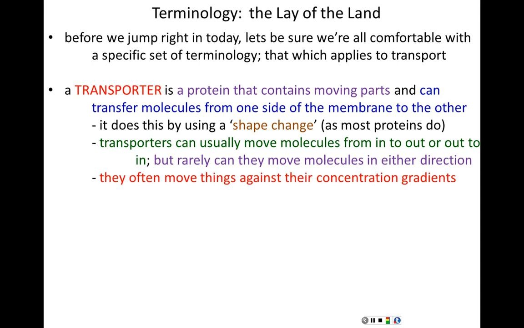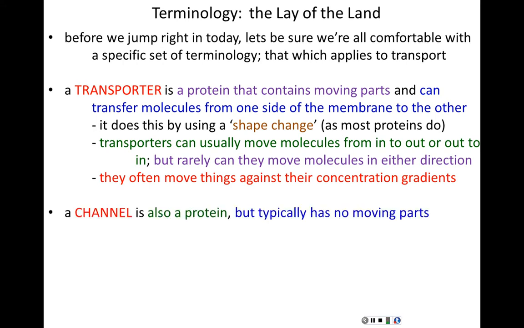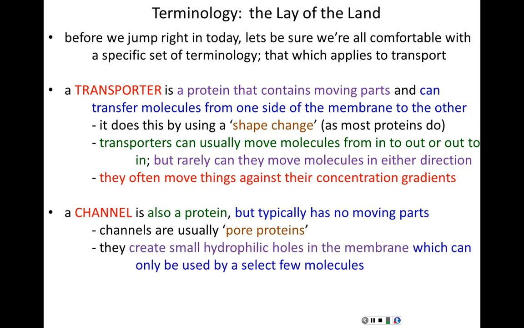The other thing transporter proteins can do is that they can oftentimes move molecules against their concentration gradients. We're going to talk quite a bit more about that as we get deeper on into the lecture. This is contrasted to another family of proteins called channel proteins. Channel proteins are also doorways in the membrane, but they typically have no moving parts whatsoever. They're often referred to as pore proteins. You can think of a pore as just a hole or an opening. And that's exactly what channels do. They create small holes in the membrane.